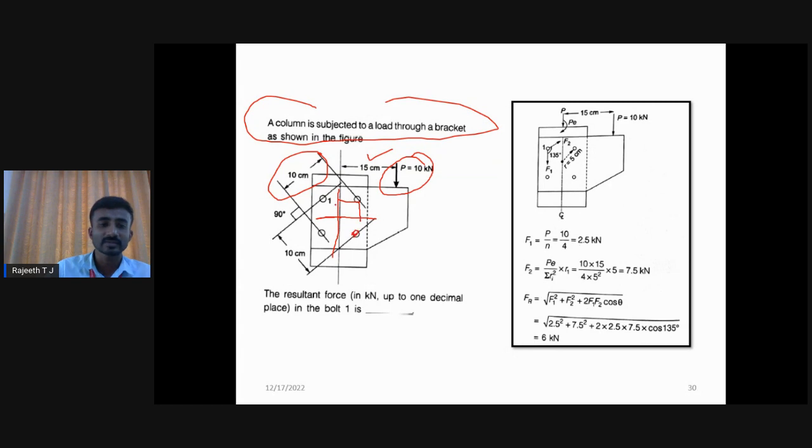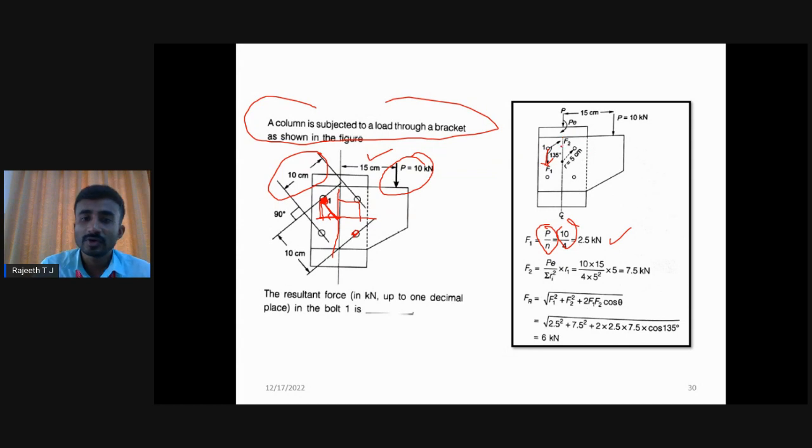Here we have the 4 extreme bolts, 1, 2, 3, 4. They are asking for the resultant force in kilonewton up to 1 decimal place, in bolt number 1. Here you want the radial line, the x distance, and also the y distance to calculate theta. Now I will go for F1. What is F1? F1 is the force acting downward on this member. That is, F1 is total force divided by number of bolts, 2.5 kilonewton.